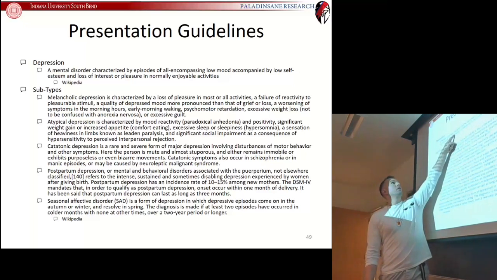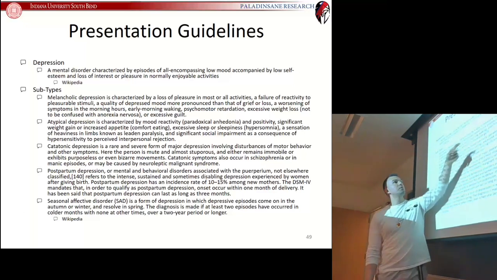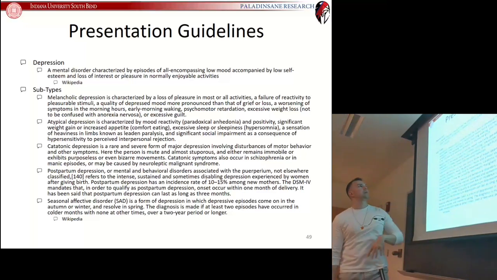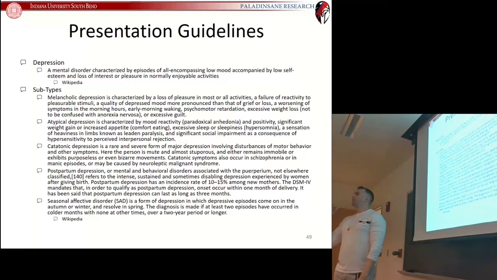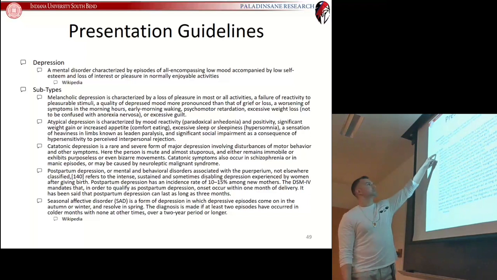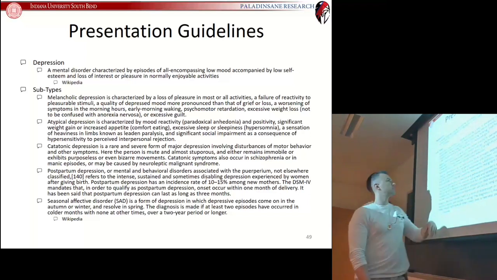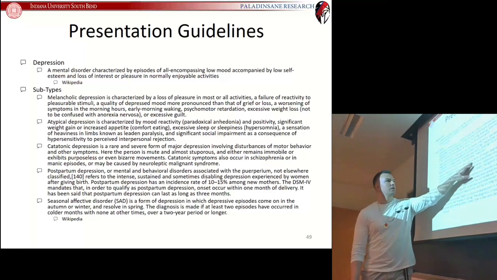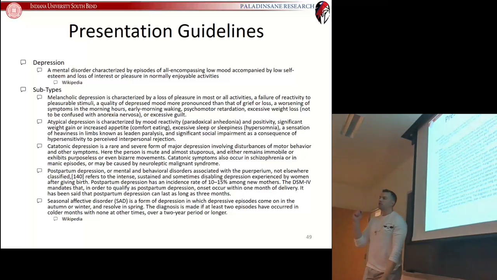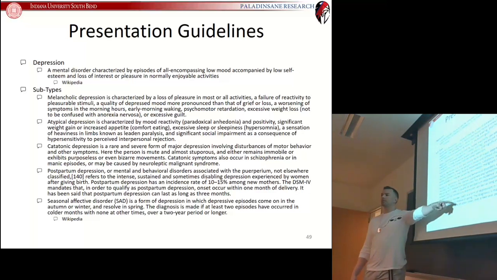Depression, a mental disorder characterized by episodes of an all-encompassing low mood accompanied by low self-esteem and a loss of interest or pleasure in normally enjoyable activities. While I was reading that, most of you were probably going to subtypes. Melancholic depression is characterized by a loss of pleasure. Atypical depression is characterized by mood reactivity. Catatonic depression is a rare and severe form of major depression. You can't stop yourself from reading. Your audience cannot stop themselves from reading. So don't give them something to read if you want them to pay attention to you.